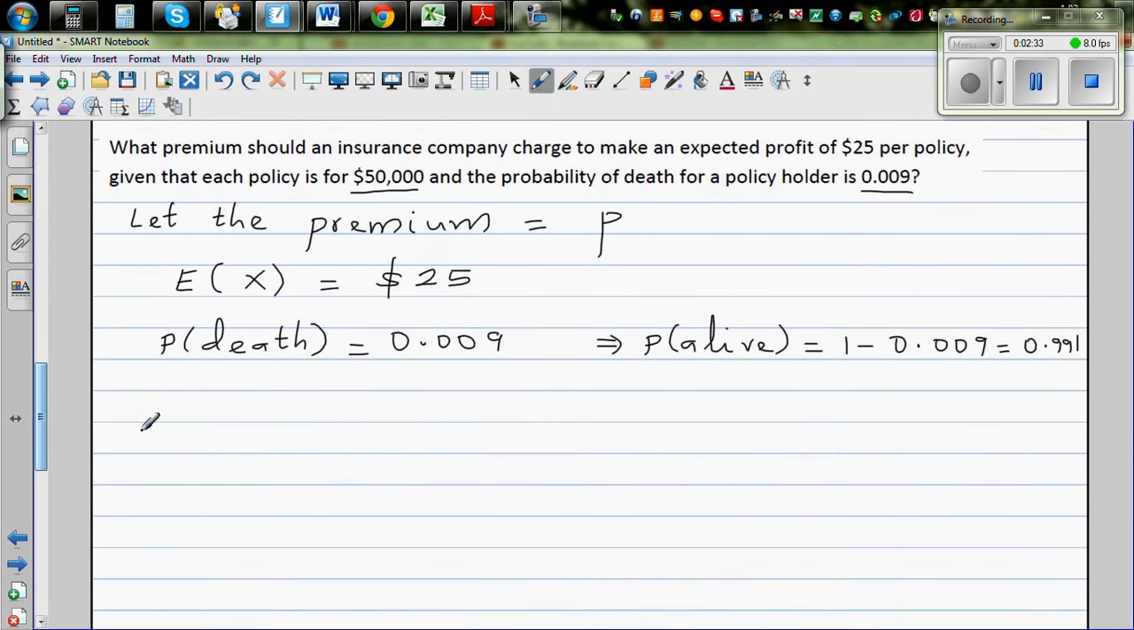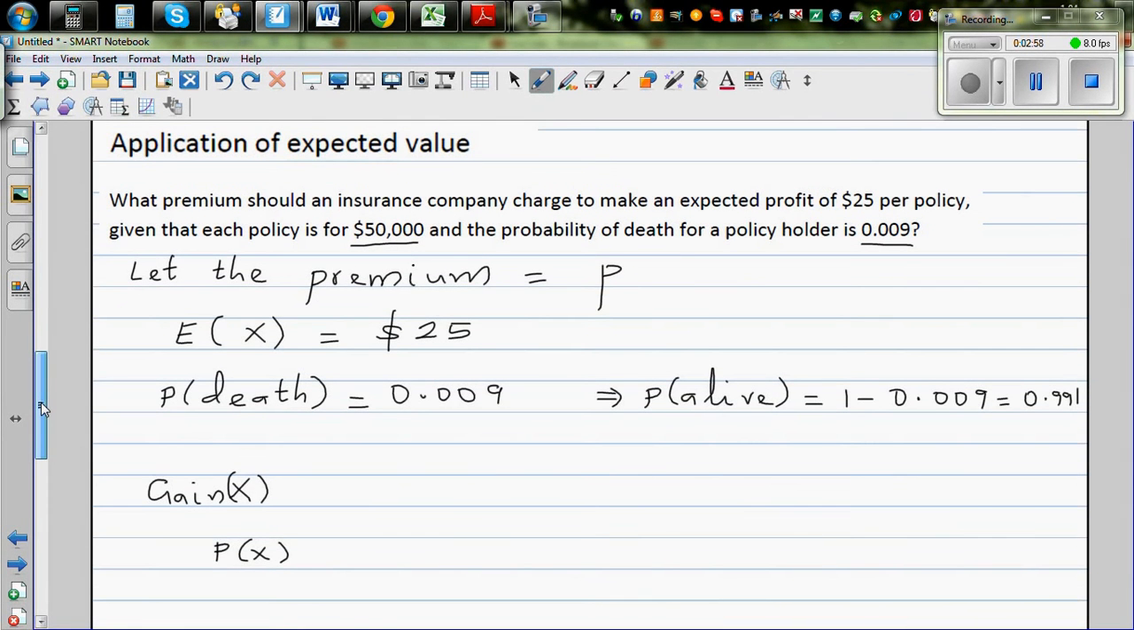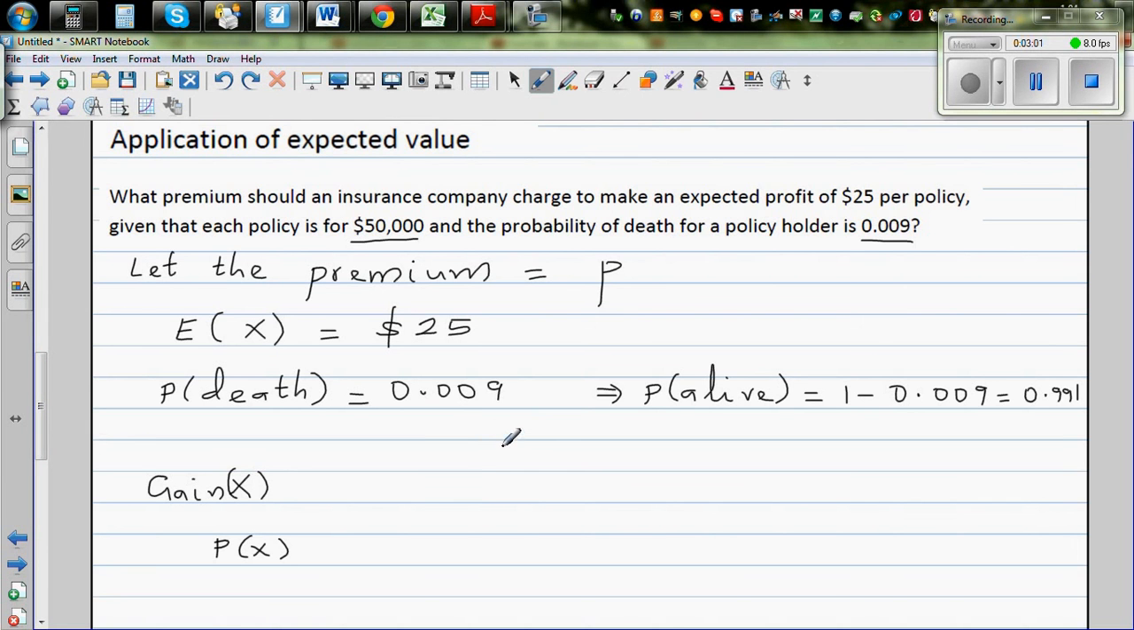Which are the two scenarios? Let us make up your random variable x, and this is the probability of the random variable. x stands for the gain. We are interested in gain; gain is your random variable. There are two scenarios for the insurance company. One is that the policyholder is alive, and the other is that the policyholder dies.